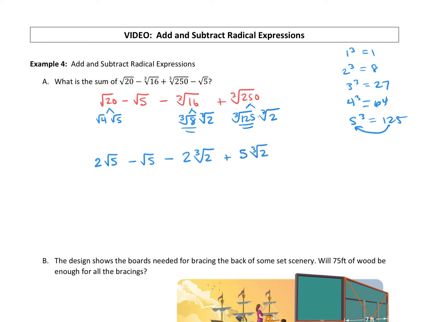All right, so now do we have any like terms? These are like terms. You have 2 root 5 minus 1 root 5. That leaves you with 1 root 5. Your root 5 does not change. Here we have a negative 2 root 2 plus a 5 root 2. So all you're doing is you're adding the numbers out front. Negative 2 plus 5 is a positive 3. And the cube root of 2 stays the same. So there's our final answer on that one.